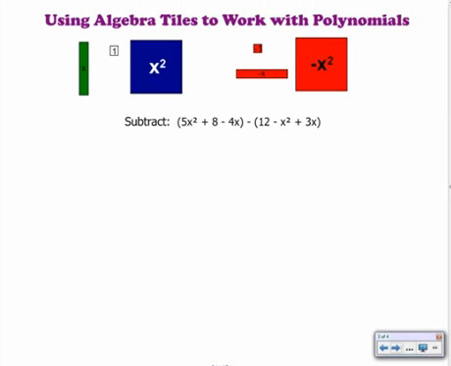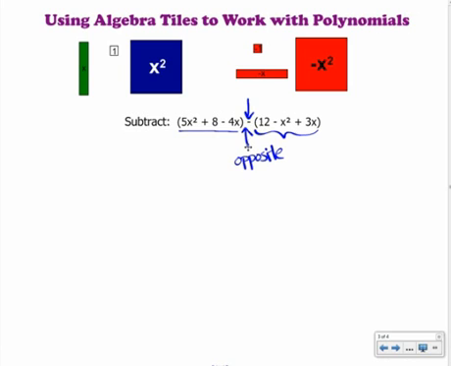Subtracting polynomials is very similar to adding with one exception. And when we subtract, it's useful to think of subtraction and the subtraction sign as actually meaning the opposite. So what I want to think of this as is that I need the opposite of my second polynomial. So I'm going to take my first polynomial, 5x squared plus 8 minus 4x, and I want to combine it with the opposite, which is what that minus sign means, of my second polynomial, 12 minus x squared plus 3x.